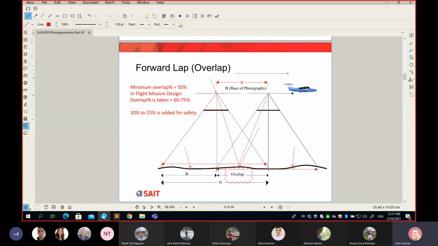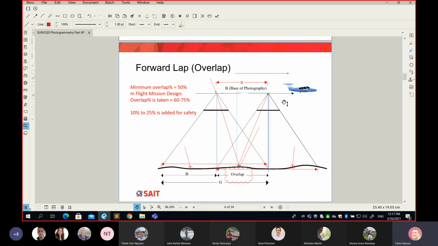So can we find 3D information in the overlap area? I think the answer is yes. I keep repeating this all the time. It has to be overlapped. Now, when you think about the overlap, you can see the overlap is mentioned here on my sketch as a distance.